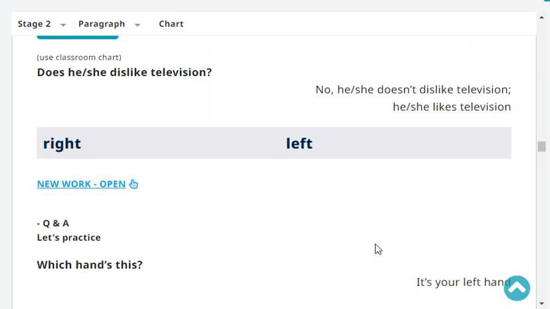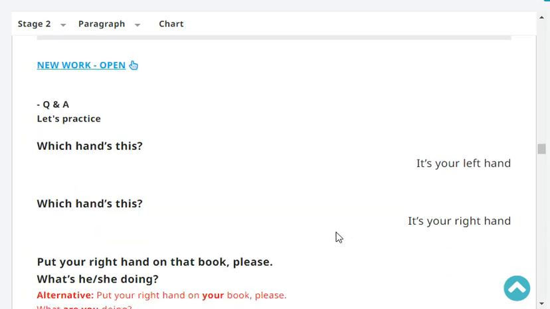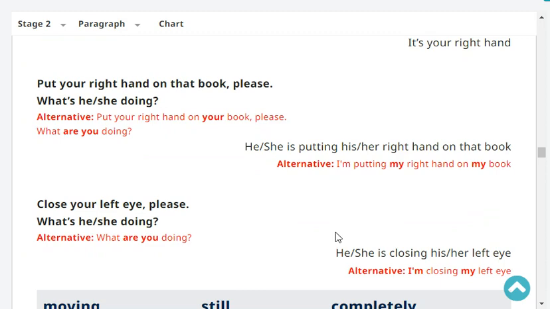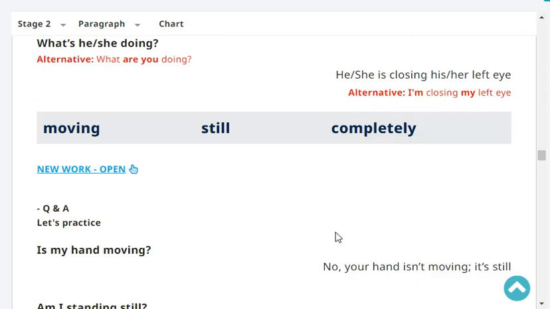Does she dislike television? Yes or no? No, she doesn't dislike television. She likes television. Very good. Which hand's this? It's your left hand. Which hand's this? It's your right hand. Very good. Okay. What am I doing? You're putting your right hand on the book. Very good. What am I doing? You are closing your left eye. Very good.